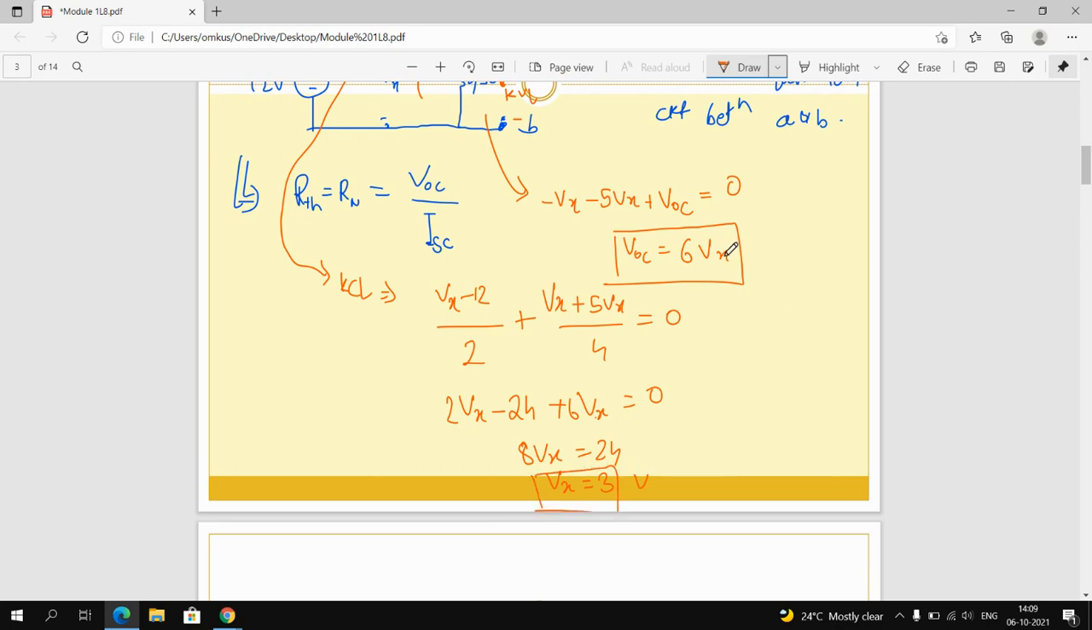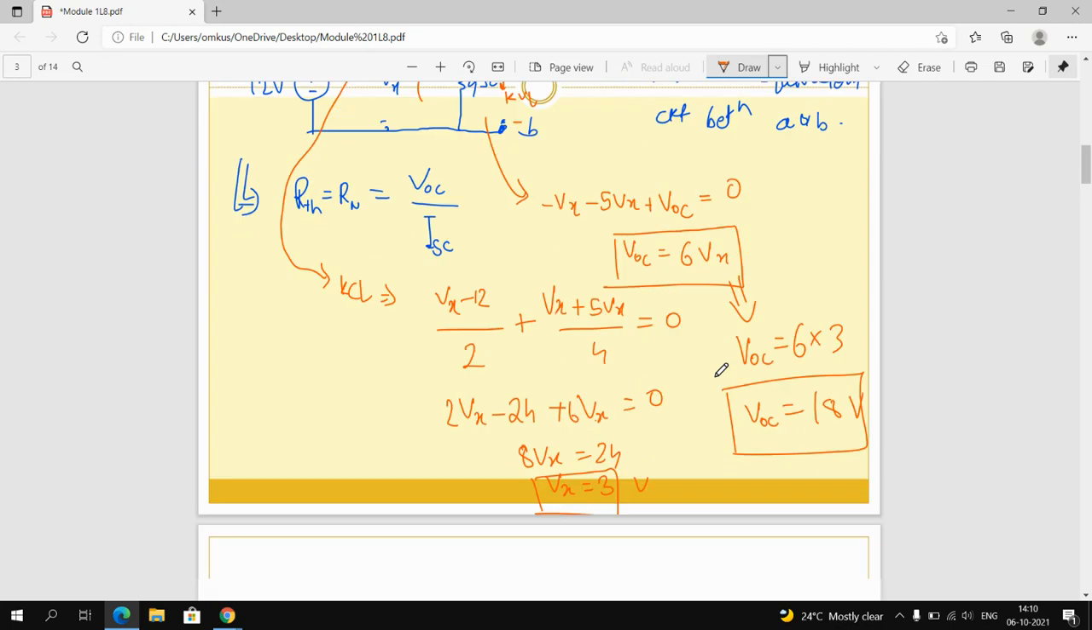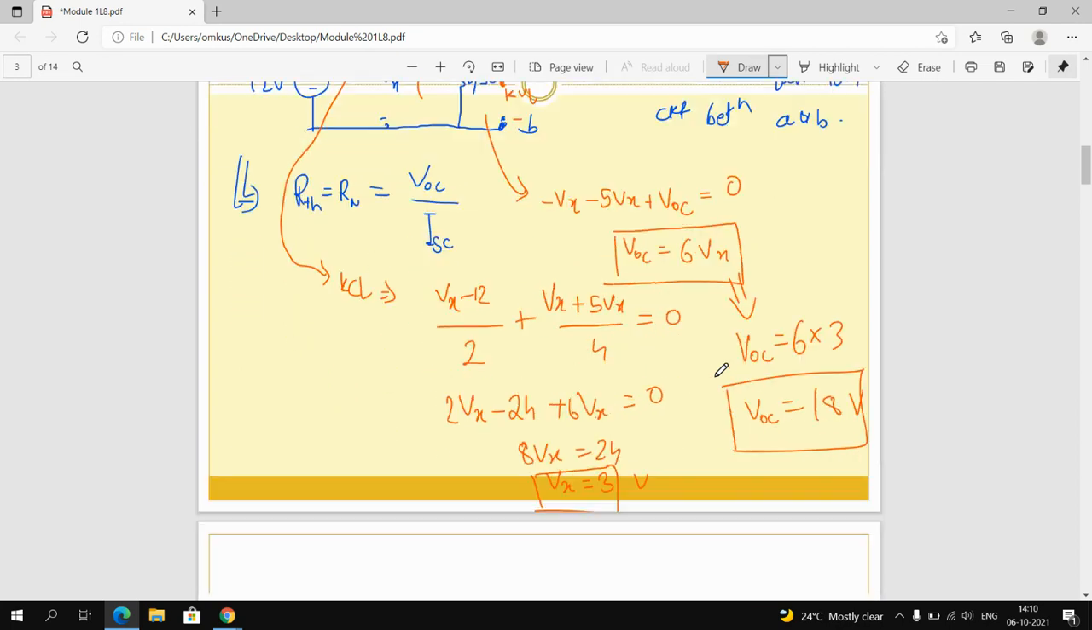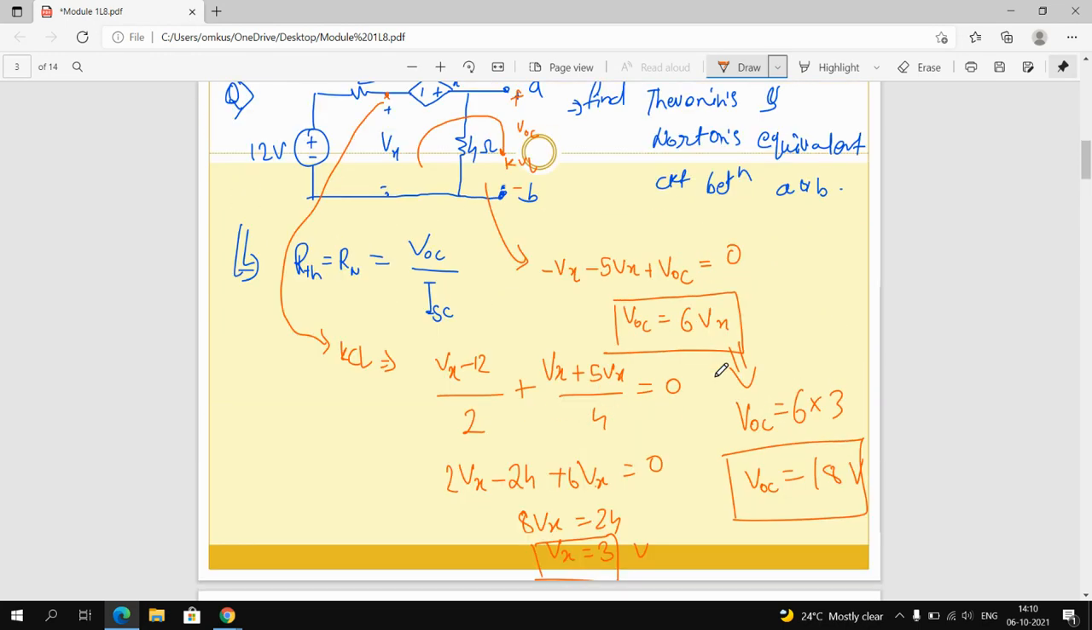Now put this value in that, so you will get VOC. VOC is equal to 6 into 3, that is 18 volt. I hope this is clear to you. Anyone has any doubt? Okay, so we found the VOC, open circuit voltage.